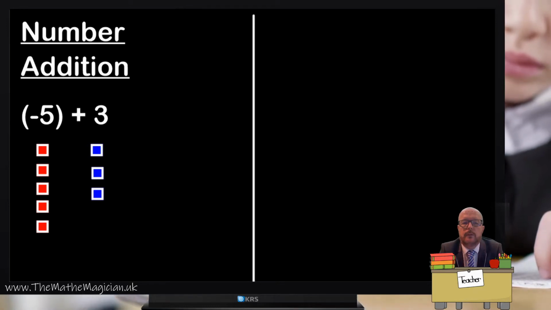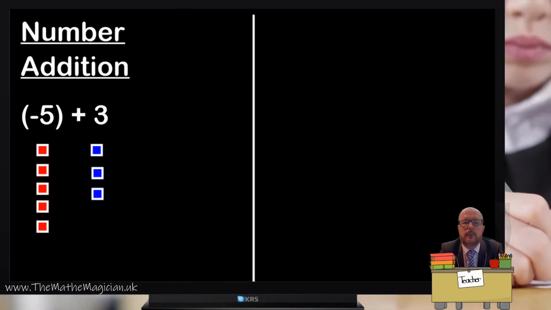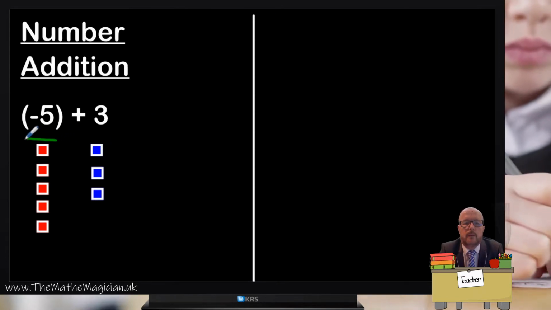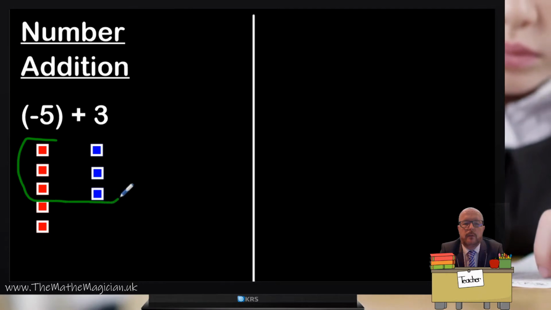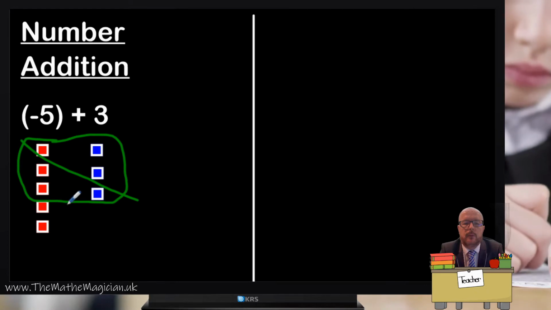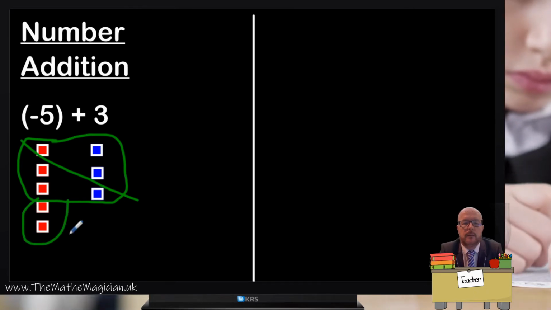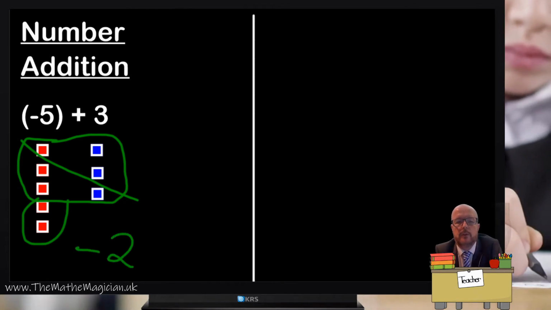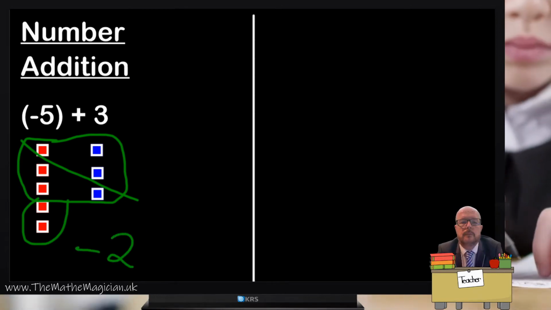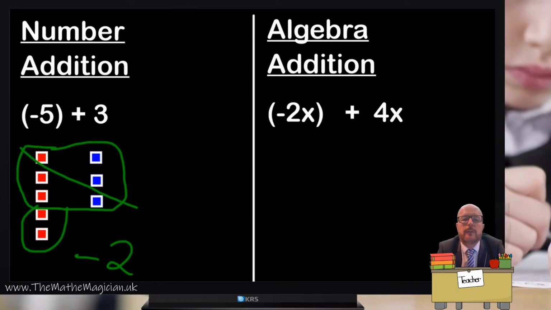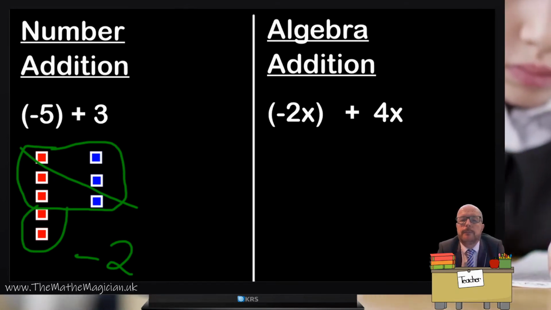So what do we do next? Right, so we need to cancel 3 of the reds with 3 of the blues. That leaves us with 2 reds. So what's the answer mean? Well, that answer will be red is negative 2. Did you get that? Let's keep on going. Hopefully you can see by now there isn't much difference between number and algebra.